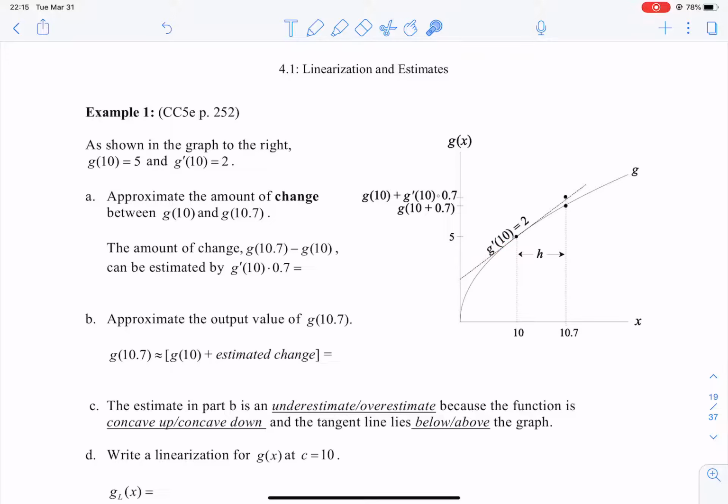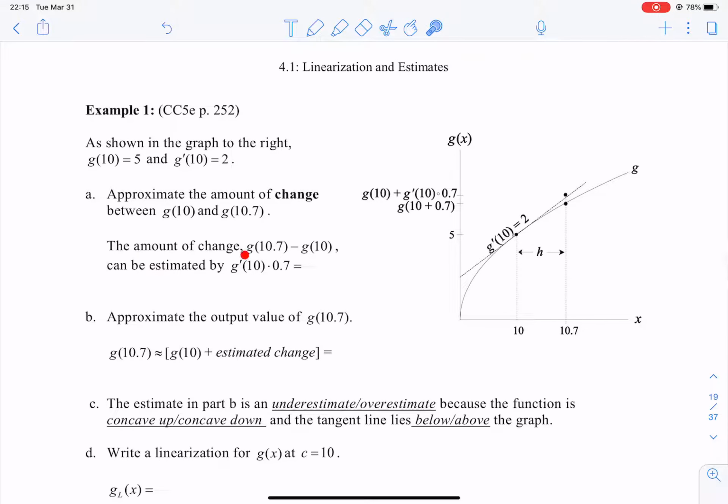So the first question, approximate the amount of change between g of 10 and g of 10.7. So this is g of 10, and this is g of 10.7. And we are looking for the vertical distance. The amount of change between these 2 points is just g of c plus h minus g of c, which is g of 10.7 minus g of 10.